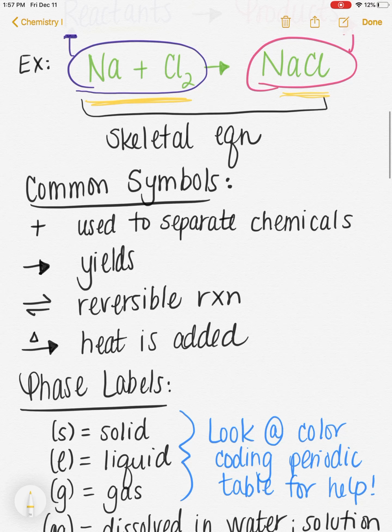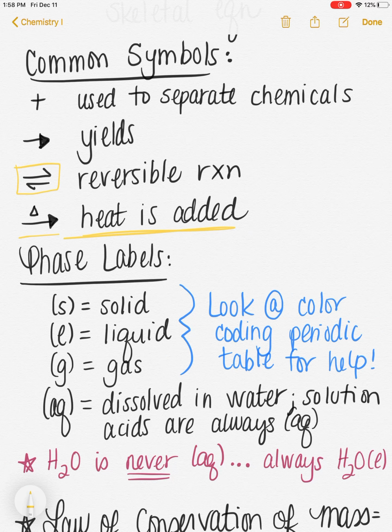All right, some other common symbols that you might come across as you are writing and balancing equations. The plus sign is used to separate chemicals and to show that they are reacting with one another, or that they're being produced and they're separate. The arrow stands for yields or reacts to form. When you see a double arrow like this, that indicates that a reaction is reversible, so it can go one direction and then turn around and turn back into what you originally started with. If you see this little triangle over the yields arrow, that means that heat is added, so you maybe put this over a flame or on a hot plate to help the reaction move along.